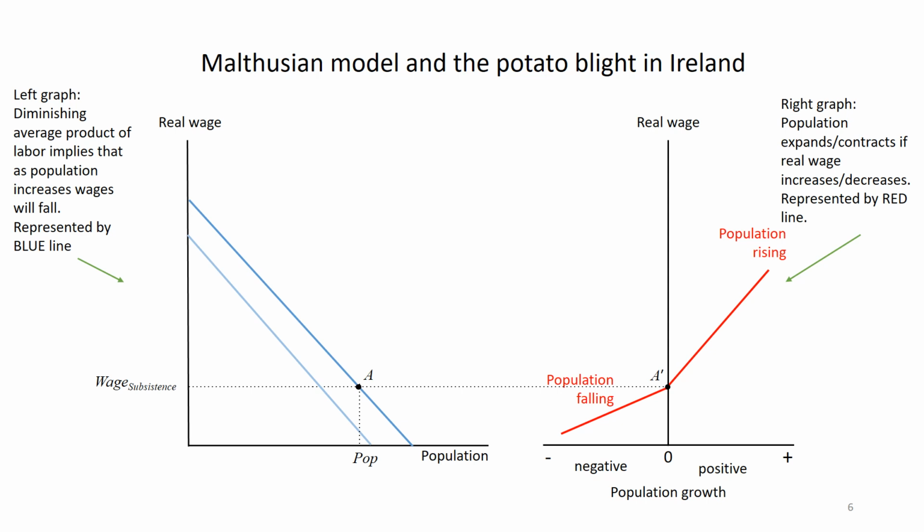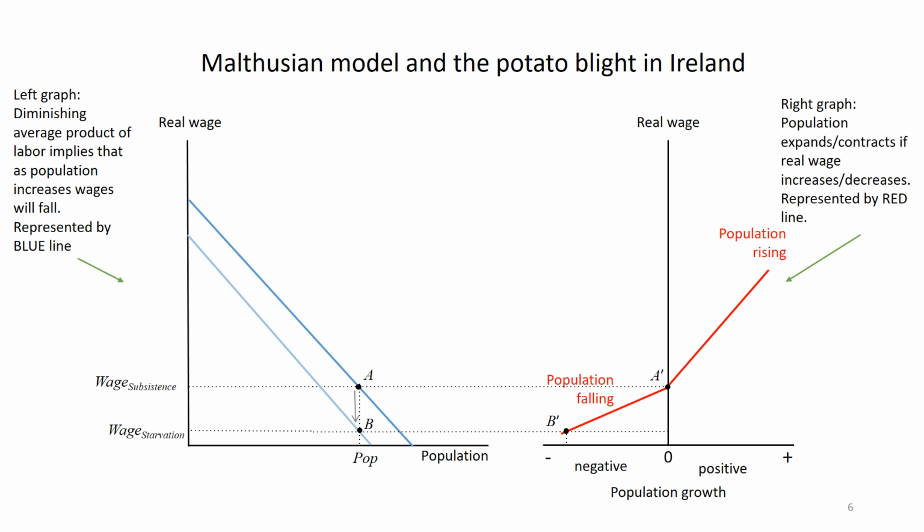That's the shock that happens to Irish agriculture. What does the model predict is going to happen? Well, the initial effect is that wages are going to fall to a starvation level, and at that sort of starvation level of wages, population growth is going to be highly negative. And the way in which population growth is highly negative here is that people are starving to death because they cannot get enough food to sustain life.